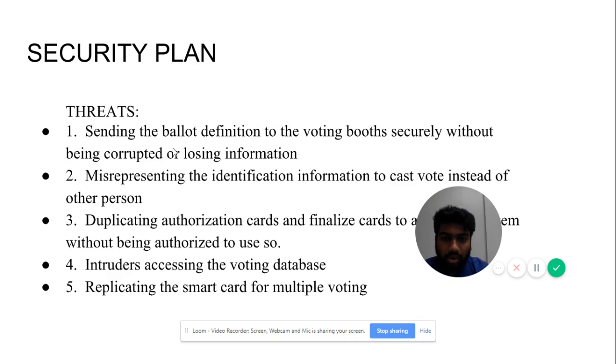After all the votes are polled, you need to send the votes to the voting booth securely, without being corrupted or losing information. This might be a threat to the case. Misrepresenting identification information to cast a vote instead of another person is also a threat, and it is unethical.